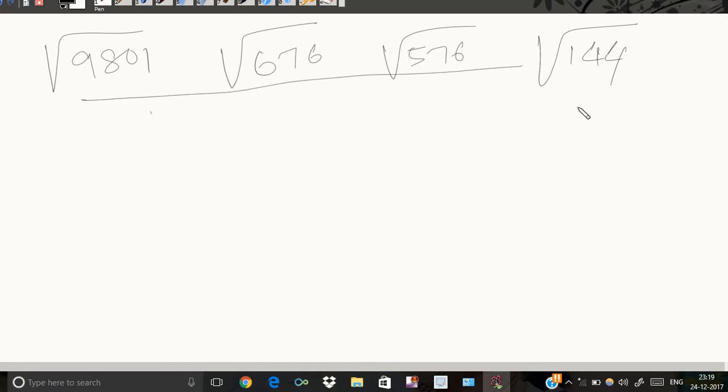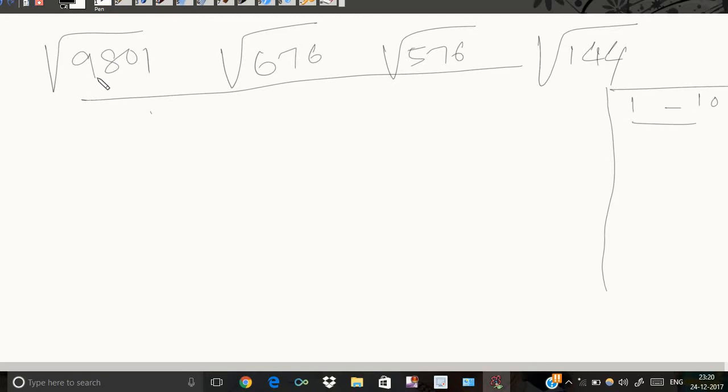For doing that, you just have to memorize the squares of numbers from 1 to 10, or a few somewhat bigger numbers. Up to 1 to 10, you have to remember. Then how can we find the square root?